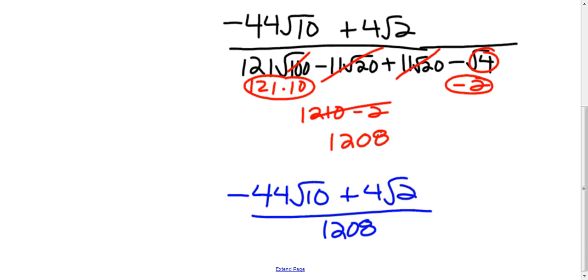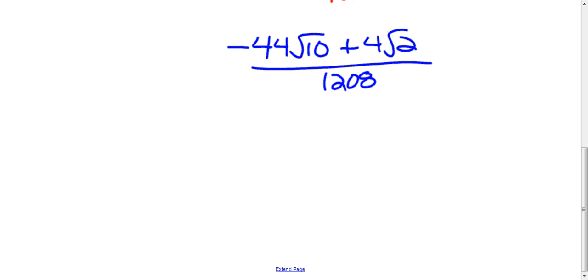And now what you want to do is make sure that you simplify if it's possible. What I know is that -44 and 4 and 1,208 are all divisible by 4. So I'm going to divide each of those by 4. I'm not going to touch what's in the radicals. I don't need to worry about that, but I'm going to divide all the rest of those by 4.